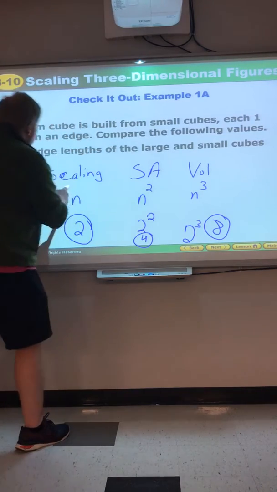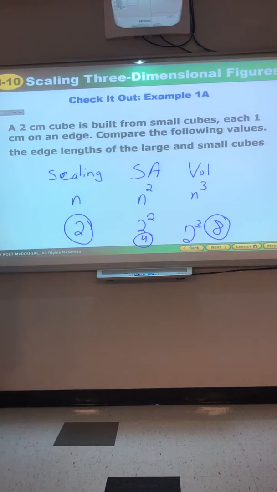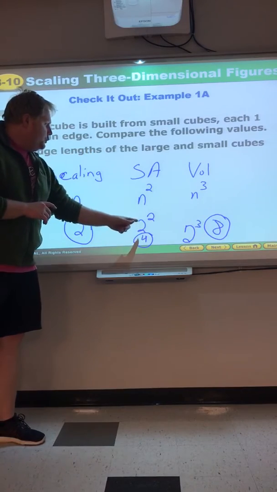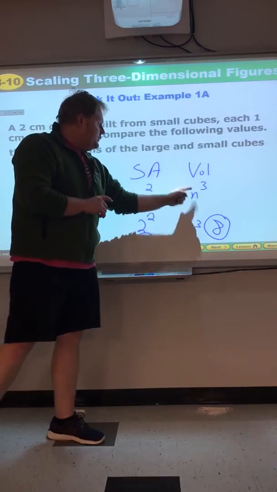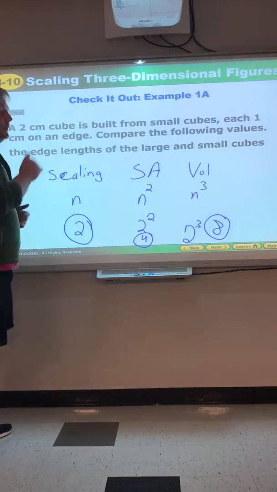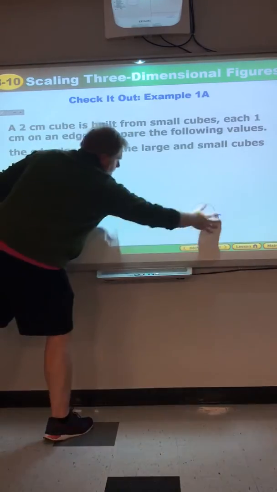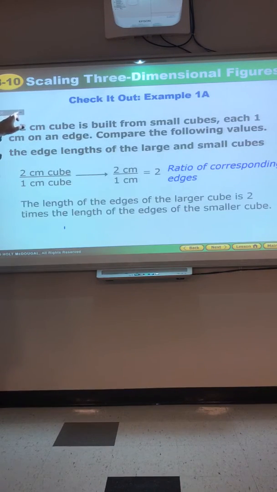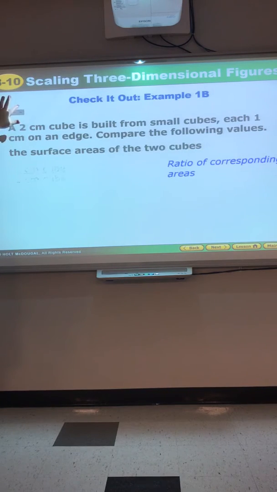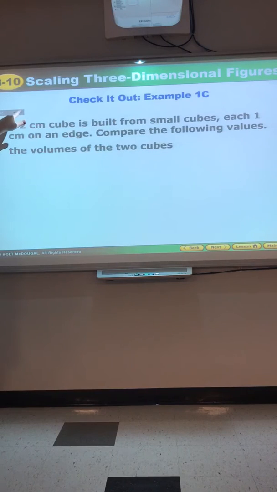Now, a 2-centimeter cube as compared to a 1. The scaling is going to be a multiple of 2. So if we put 2, which was the scaling, into n, 2 squared is 4. That's what we'll come up with. For the volume, if we put the 2 in there, 2 cubed is 8. That's what we'll come up with. And here's my proof. So it was a multiple of 2. We do the surface area: surface area for that, surface area for the 1-centimeter, 24 to 6. Hey, there's that 4 we talked about earlier. And with the volume, you're going to see 8.